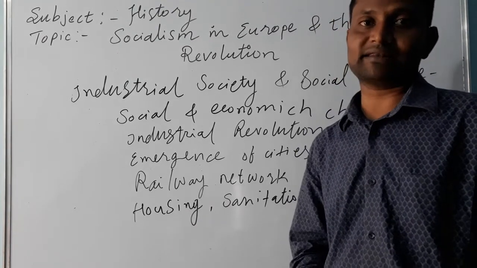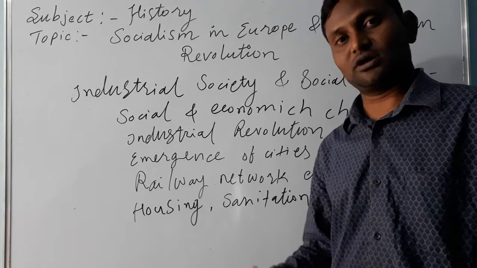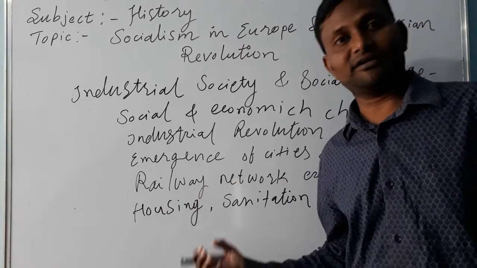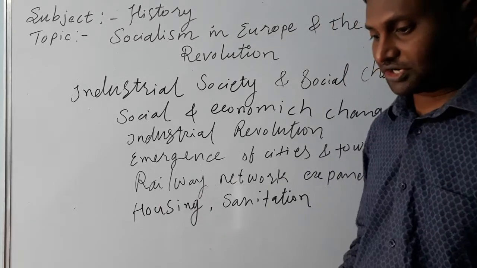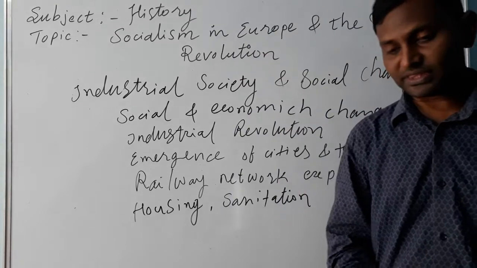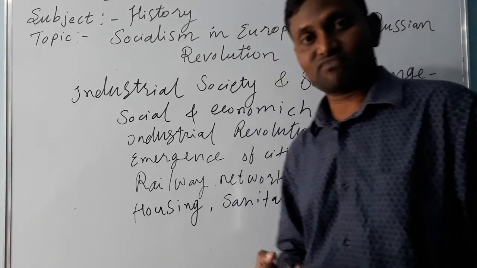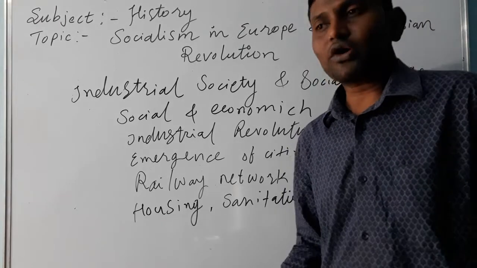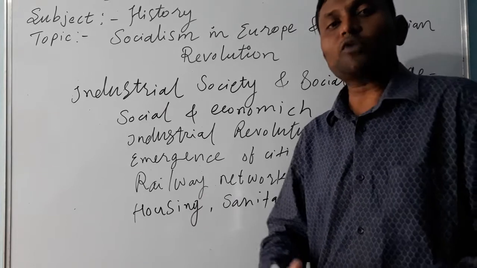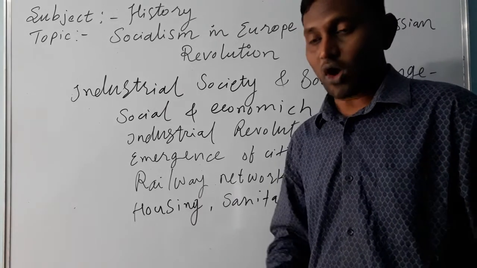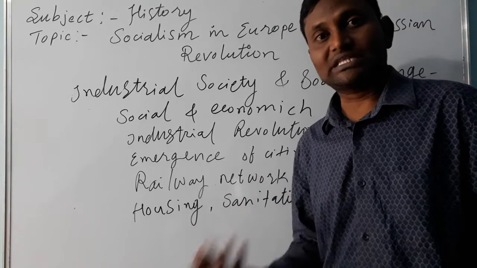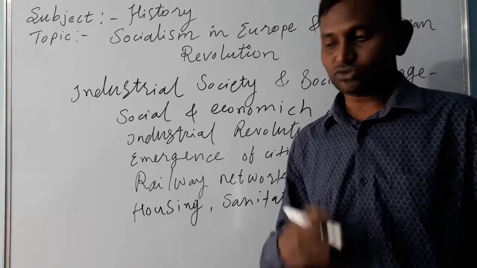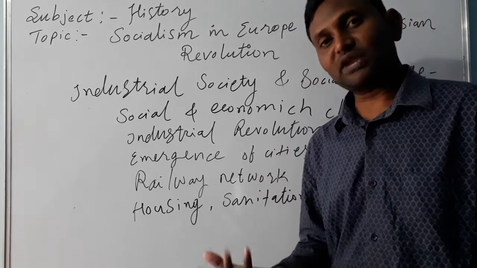So the liberals and radicals wanted to focus on the change of society. Apart from these, there were the nationalists. Nationalists were in support of freedom. They wanted a nation where all people would be free and have equality. They wanted a nation based on freedom and equality.